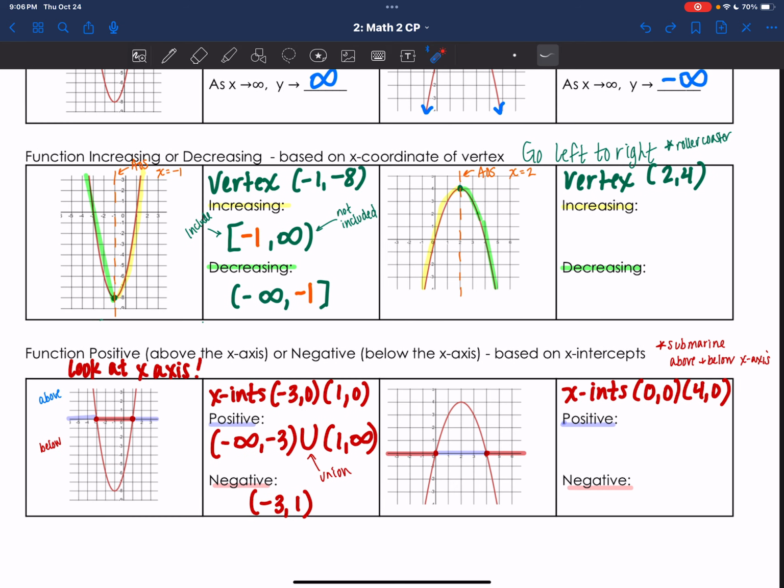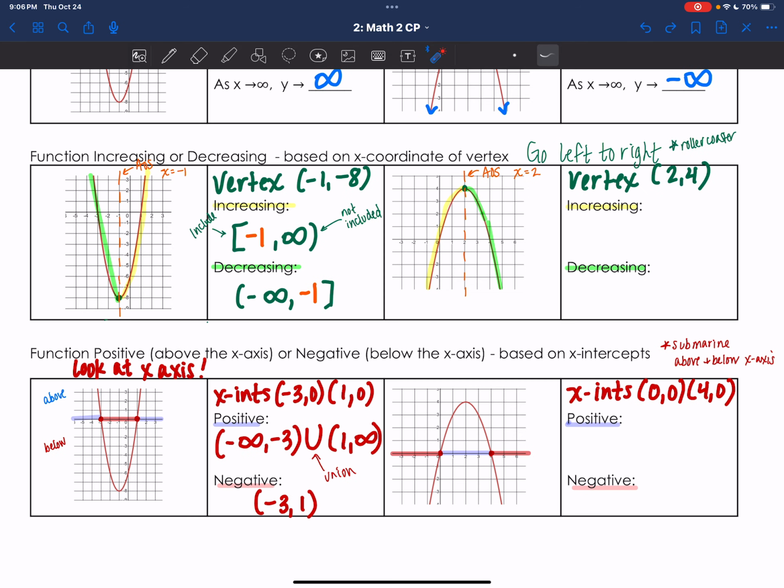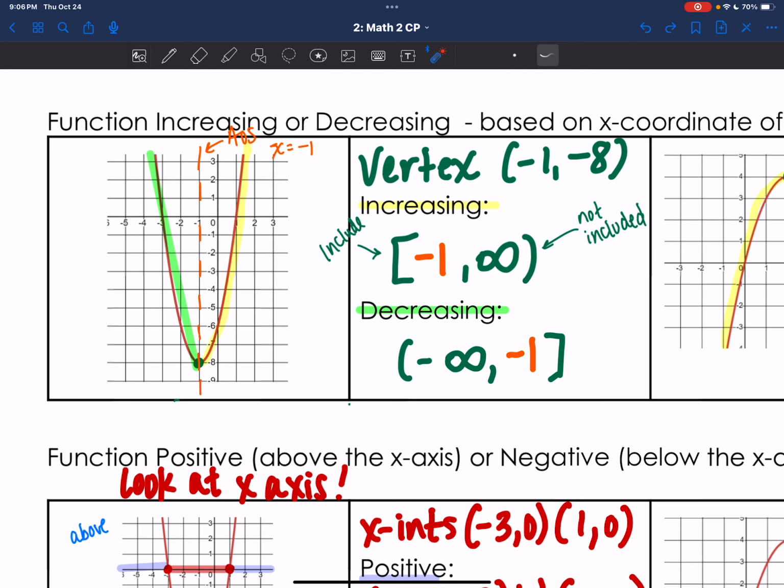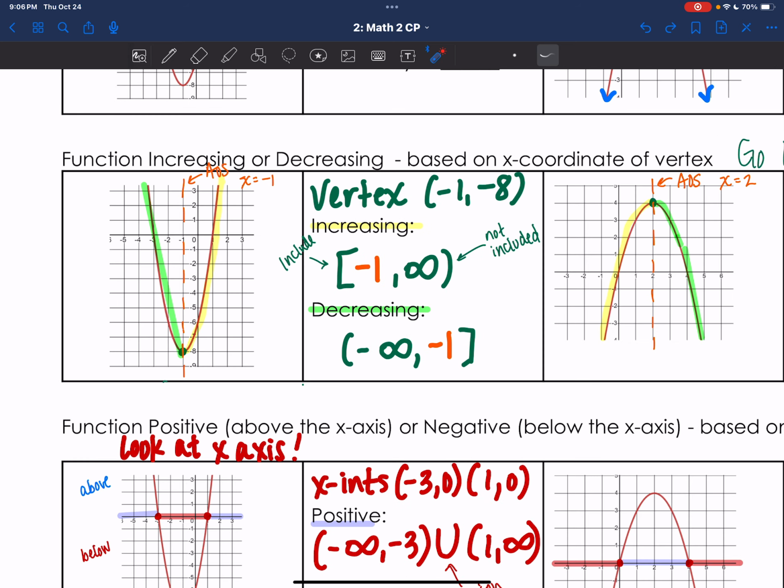So make sure you get this copied down. And then here we have functions increasing based on the x coordinate of the vertex. So you want to make sure you're going left to right, and I like to think of this as like a little roller coaster. So let's look at this first one. I drew the axis of symmetry just so that way you could see looking on this. So when you're looking at this, we're going left to right.